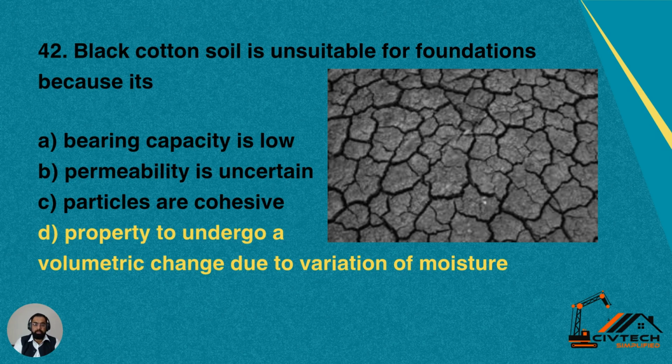So, black cotton soil is associated with the moisture content and it undergoes various volumetric changes. That's why designers don't recommend this kind of soil for foundations, backfill and other such uses. So they do special treatments where they come across black cotton soil. So option D is correct for this question: its property to undergo volumetric changes due to variation of moisture.